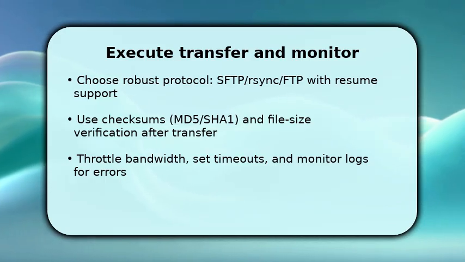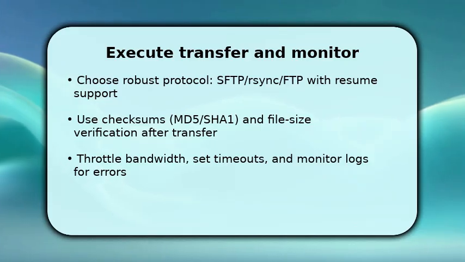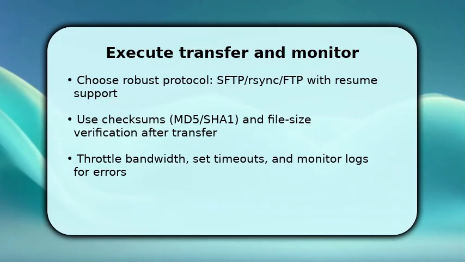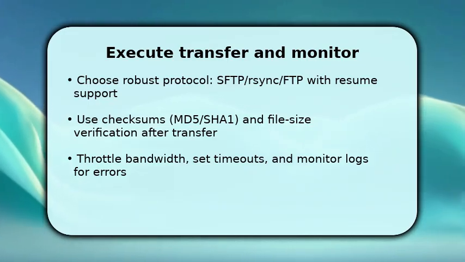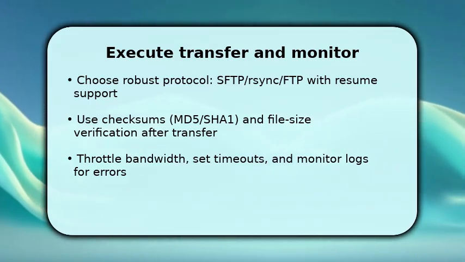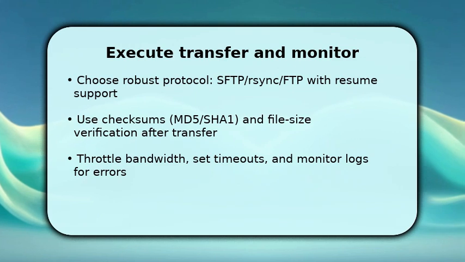While it runs, throttle bandwidth and set sensible timeouts to reduce packet loss and avoid saturating the network. Monitor transfer logs and tool output in real time. If you see retransmits or permission errors, stop, adjust settings, and restart using resume so you don't retransfer.